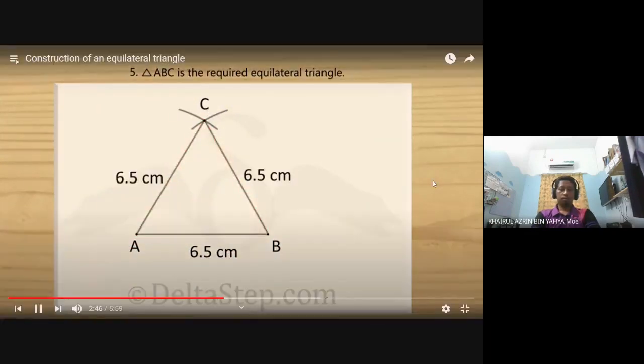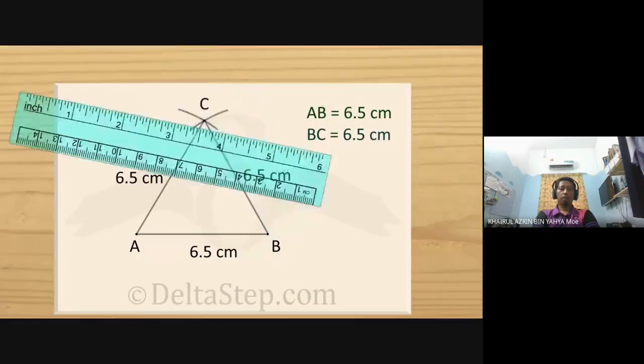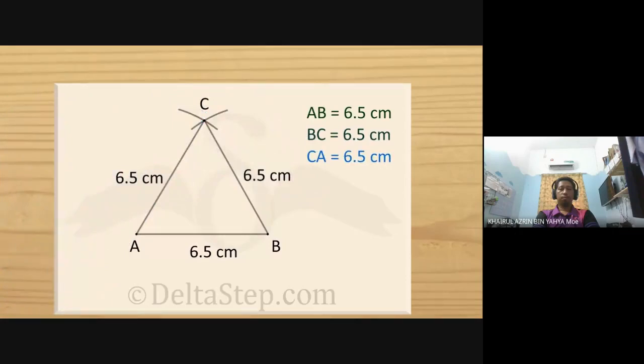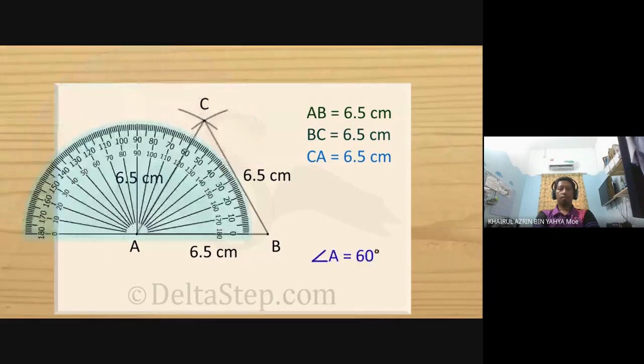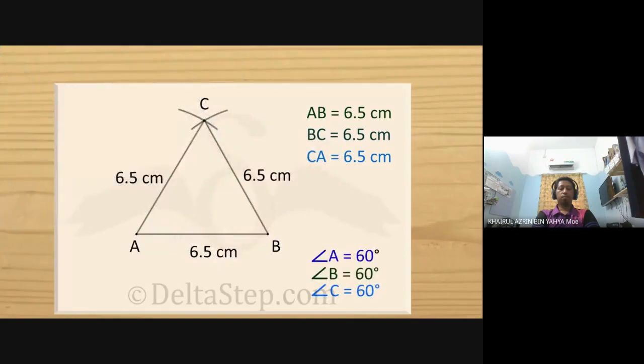We measure the lengths of the sides AB, BC and CA using a ruler. The sides measure the same, that is 6.5 centimeter. We also measure the angles A, B and C using a protractor. Each of the angles measures 60 degrees. So triangle ABC is indeed an equilateral triangle.